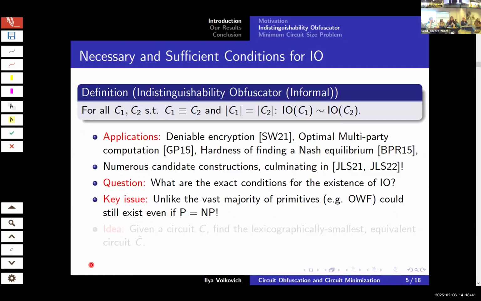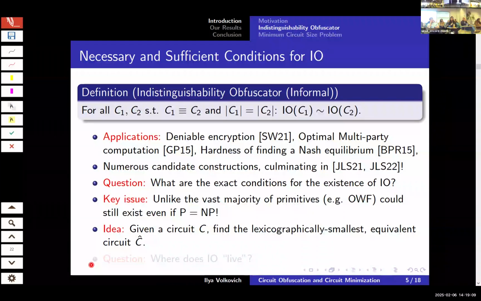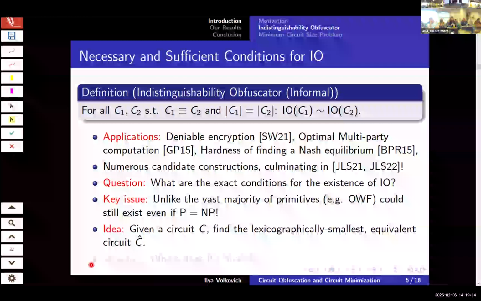What do I mean by that? You can think about the following procedure. You take a circuit and you output some kind of canonical representation, say the first lexicographically smallest equivalent circuit. This is something you can do unconditionally in Sigma 2, the second level of the polynomial hierarchy. Of course, it's not going to be efficient, but if P equals NP, you can do it in polynomial time. So again, not only do you still have IO if P equals NP, you get this super powerful, bulletproof IO. This is the key difference between IO and maybe other cryptographic objects.